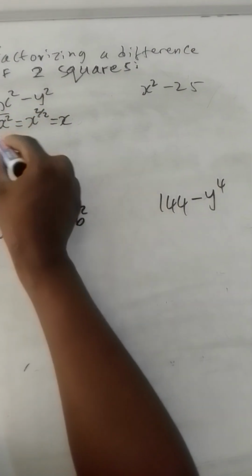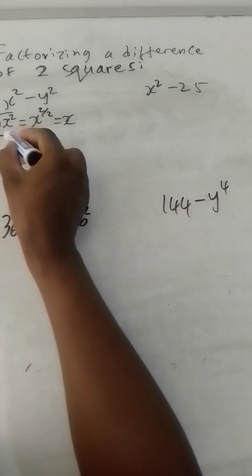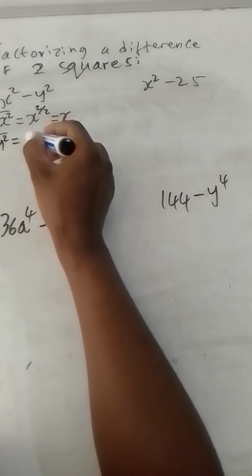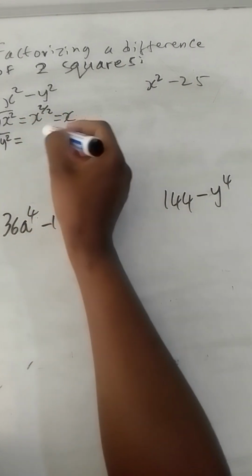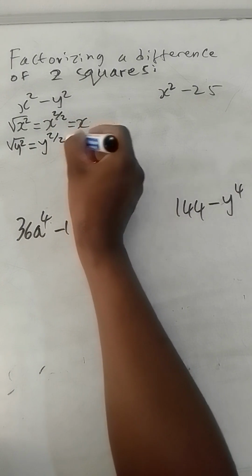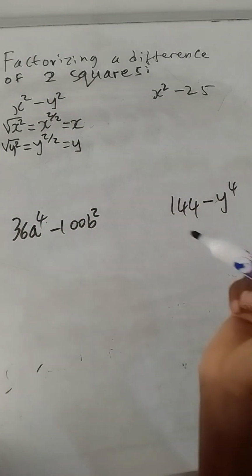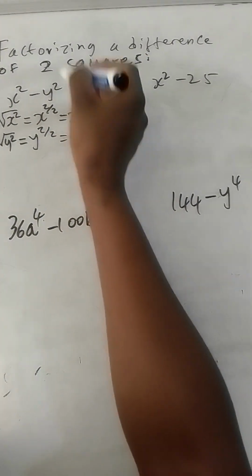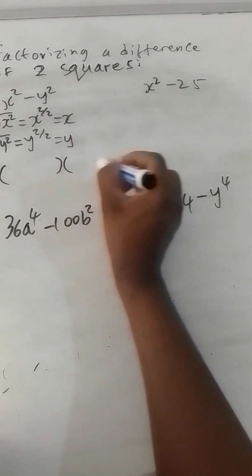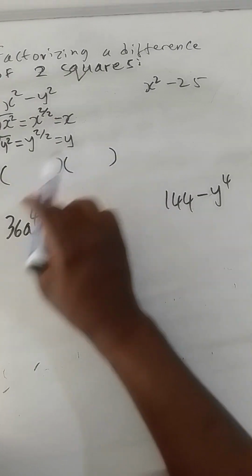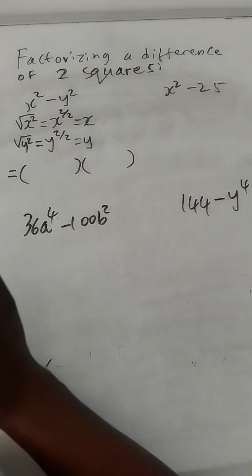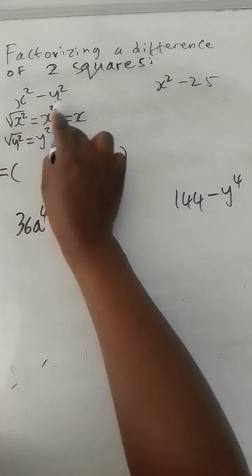And then the square root of y squared is equal to, well, square root of 1 is 1, because there's a ghost 1 next to the y squared. And the square root of y squared is y to the exponent 2 divided by 2. So that gives you y. Now, we do what? Our answer then is going to be equal to, open 2 brackets, or 2 pairs of parentheses. In the first one, we copy the original expression, but we replace each one by its square root.